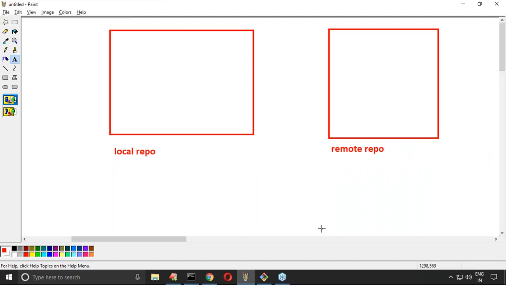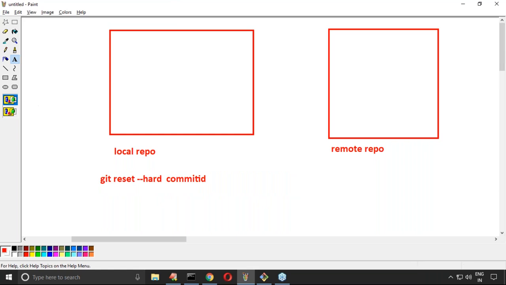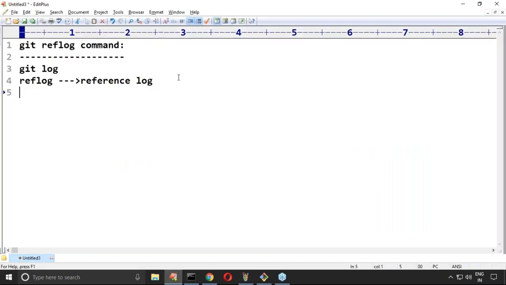Now my question is, we covered the reset command and revert command, some operations, right? Do you remember git reset --hard with a particular commit id? Is it a dangerous command or not? Can you please confirm? Git reset --hard with a particular commit id, it is a very dangerous, destructive command, correct?